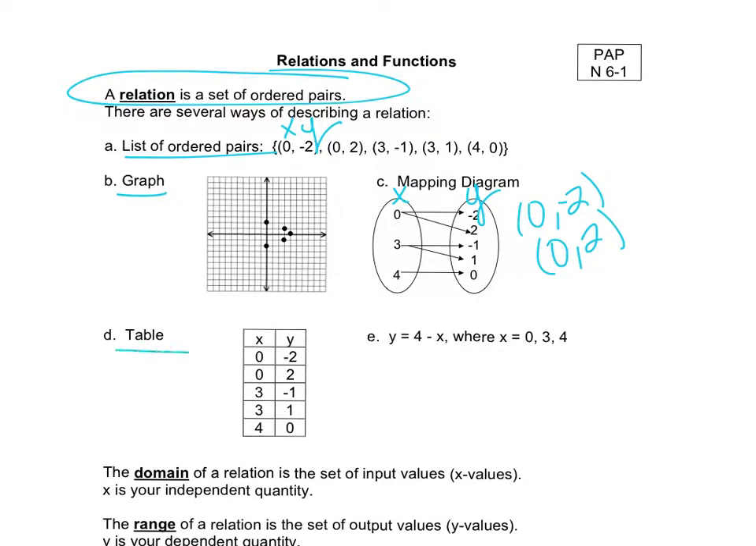And then you can have a table. On the table, most of the time, it will label X and Y for you. So X is the first column, Y is the second column. And then the next part is you're given an equation, and then you're given some X values. We can take those X values and plug them in for X and find Y. When we do that, we can change those to ordered pairs. So X would be 0. If we plug it in, we get 4. So 0, 4 would be an ordered pair. So those are the different representations of a relation.